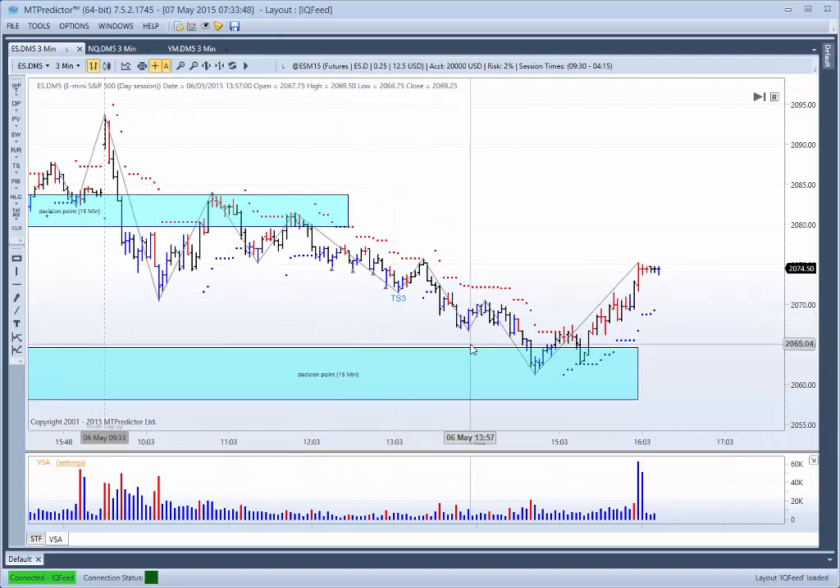The market then came down, and it came down right into our higher time frame support zone. Again, this would have been on the chart way before the market even got down here. In fact, this could have been on your chart even before yesterday even opened.